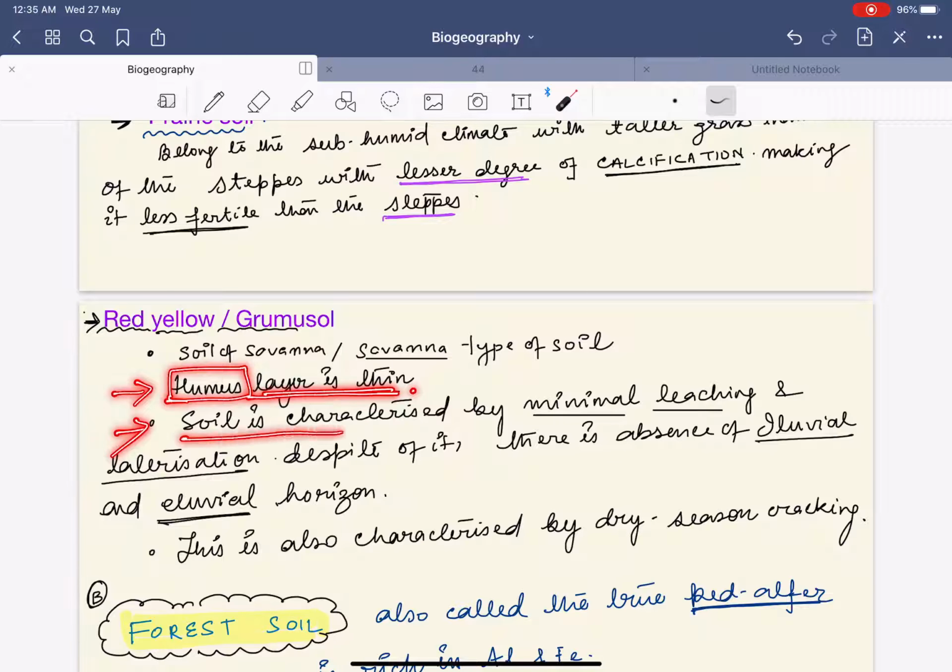Again, we have the A horizon over here, which is acidic and low in humus content. We have the B horizon, which is clay. Now you would say, sir, why is the humus content low and why is it acidic?